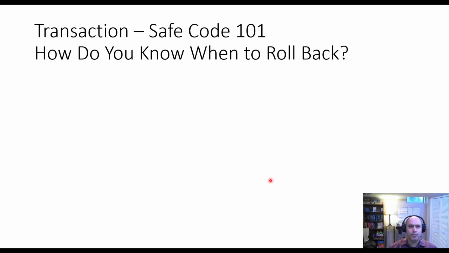All right, so what is the recipe for writing code that's transaction safe? That is, how do you know when to roll back, right? Because we always know when to commit when things work, right? You want to roll back under two conditions.